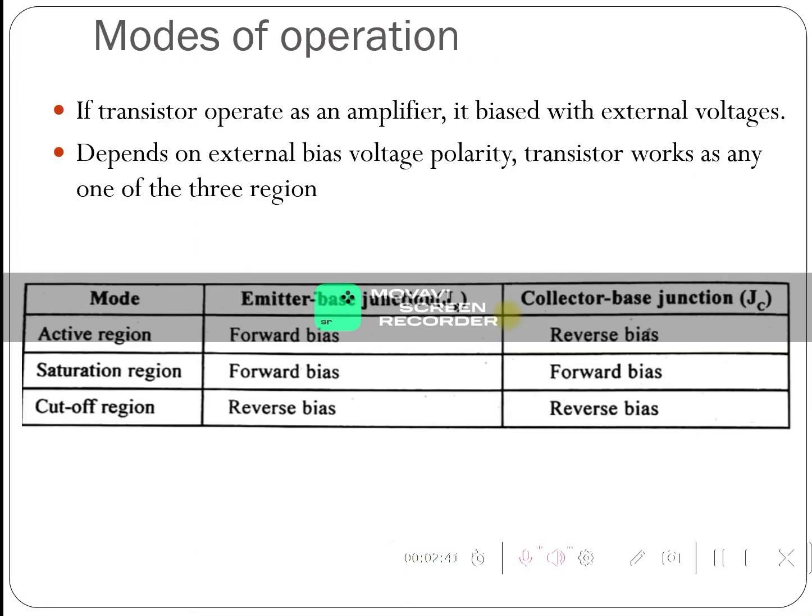Next, the modes of operation. If a transistor operates as an amplifier, it is biased with an external voltage. Depending on the external bias voltage polarity, the transistor works in any one of three regions. Modes of operation: active region, saturation region, cutoff region. Based on these regions, the junctions will be forward biased or reverse biased in different combinations.